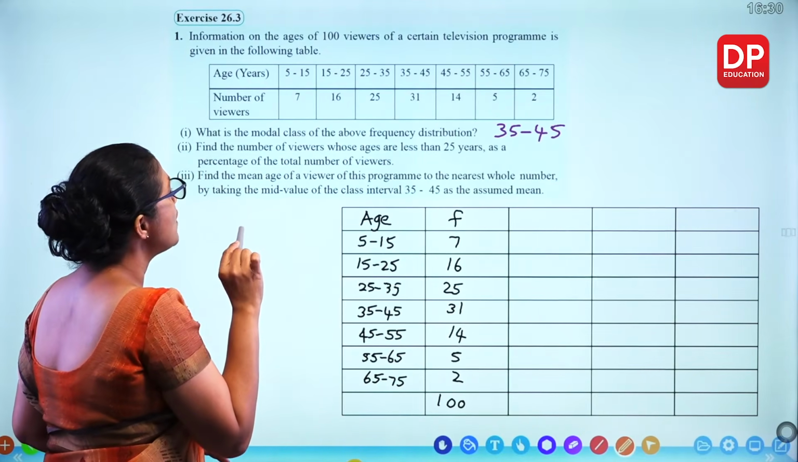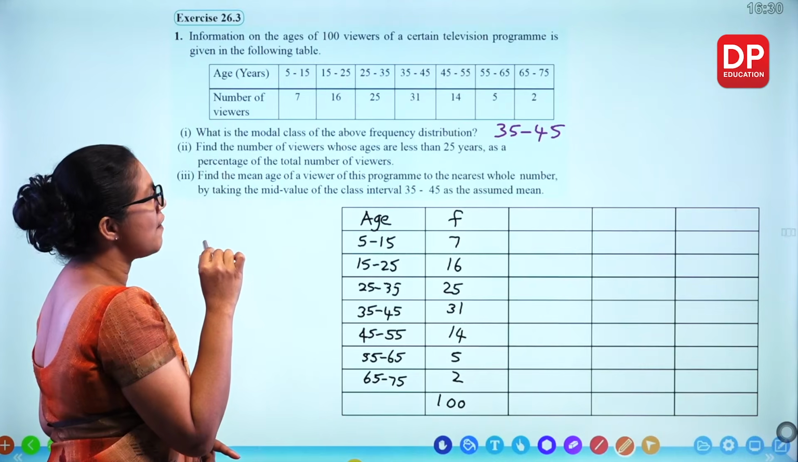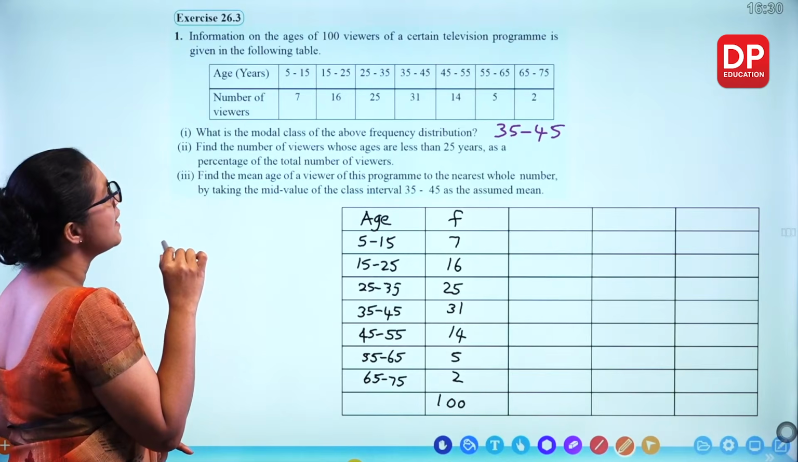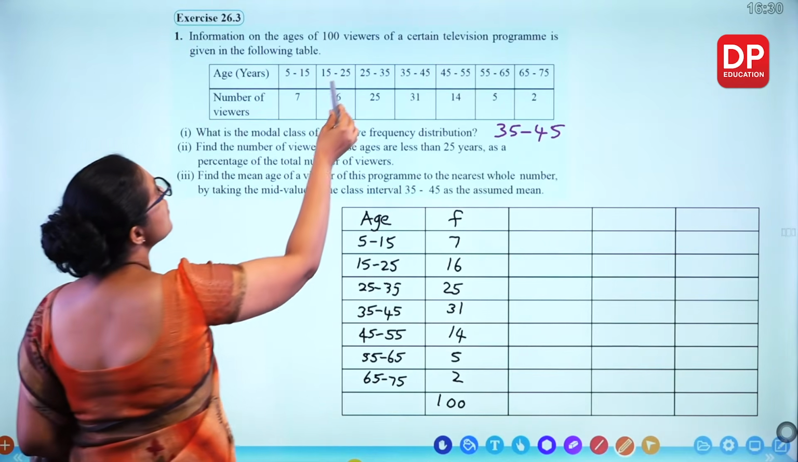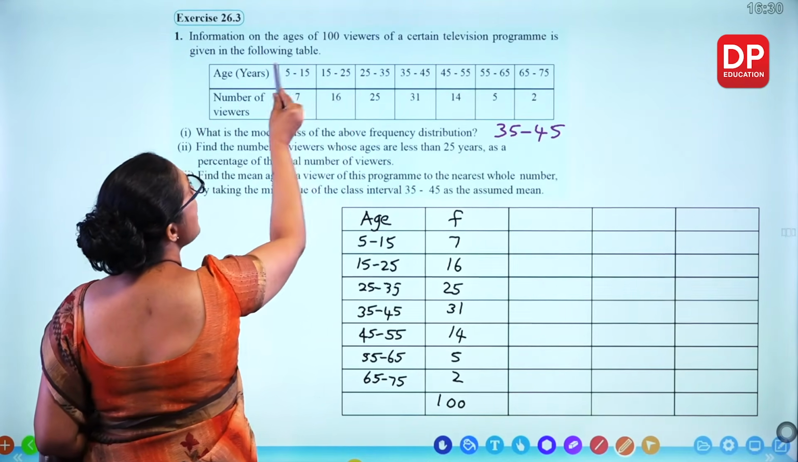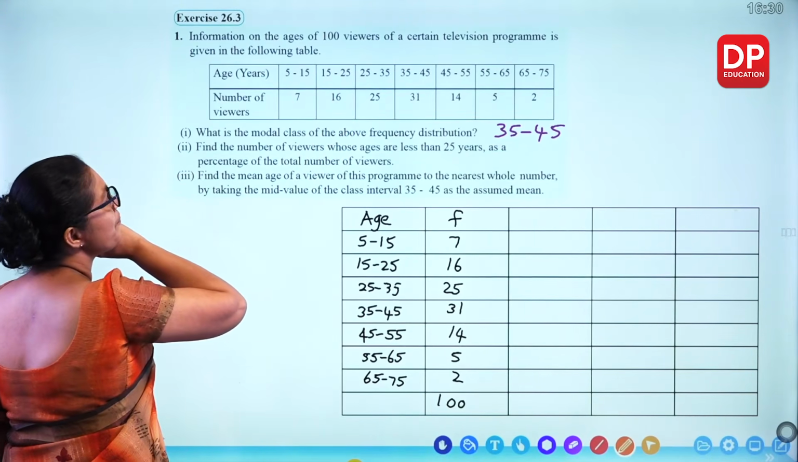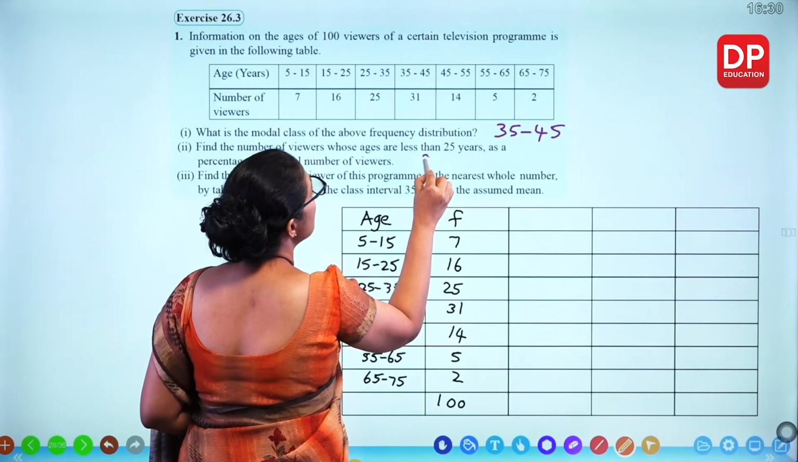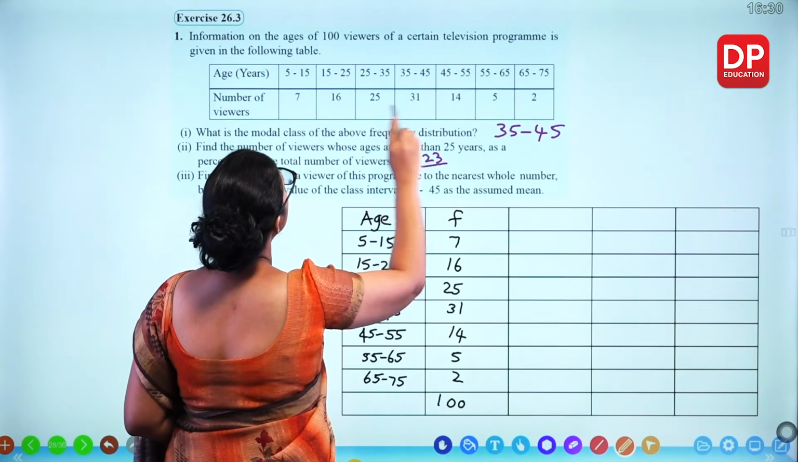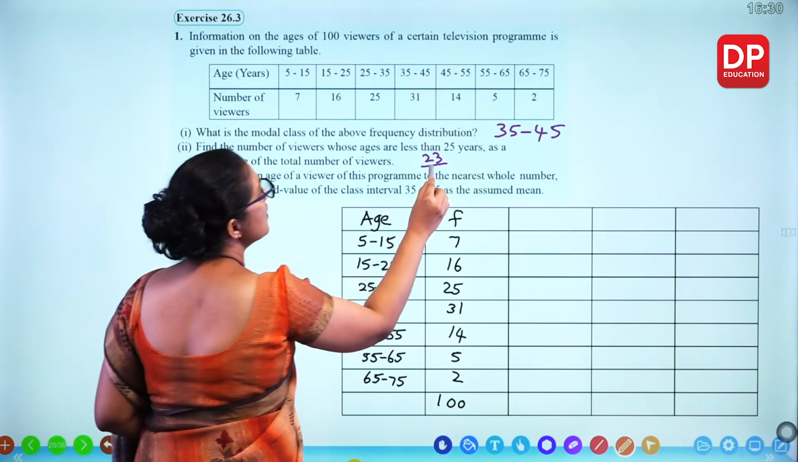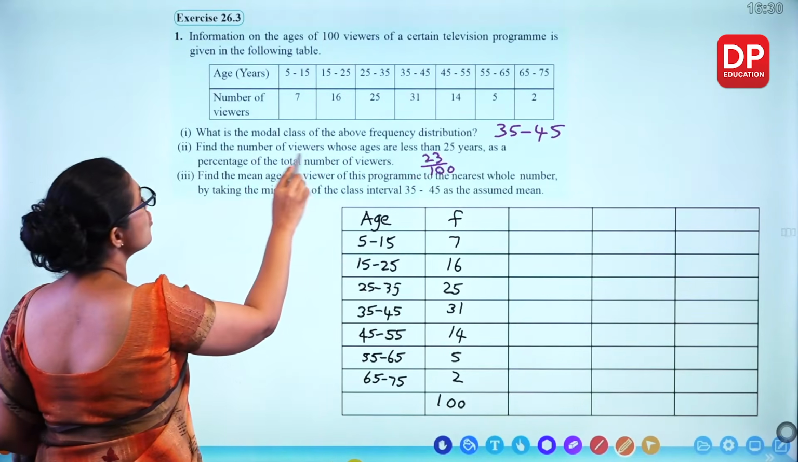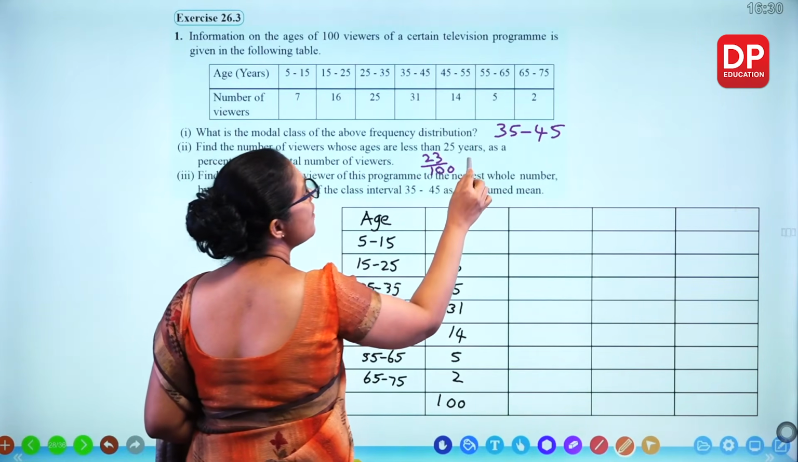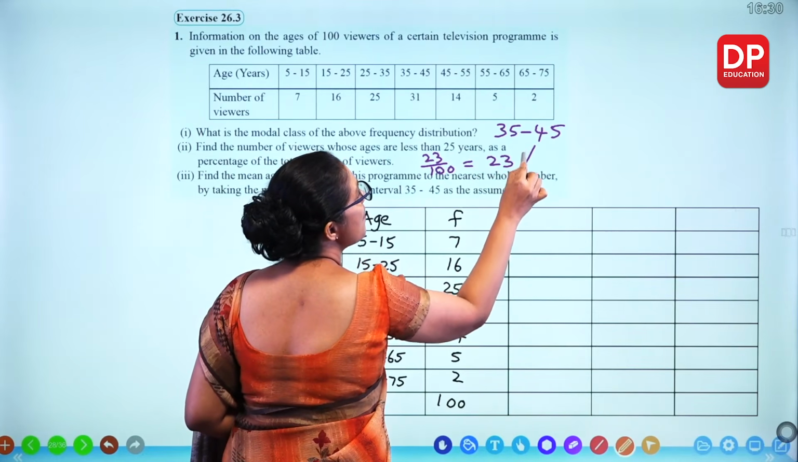Find the number of viewers whose ages are less than 25 years as a percentage of the total number of viewers. Less than 25 years. So this is 25 above. Less than means 16 and 7. So what's the number? 23 out of altogether 100 viewers. And as a percentage, that means 23 out of 100 means 23%.